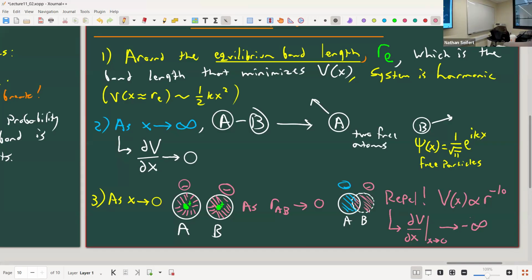Okay, so we have two different limits. At the close limit, when they're really close together, as R goes to 0, the potential goes to infinity really fast. And then as x goes to infinity, the derivative of the potential starts to go to 0, which means you reach an asymptote. It just flattens out. And then in the middle, it looks like 1/2 kx squared. So we have a potential that is quadratic at the bottom, and then it begins to deviate smoothly along both directions.